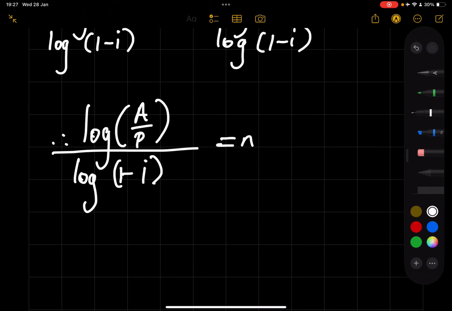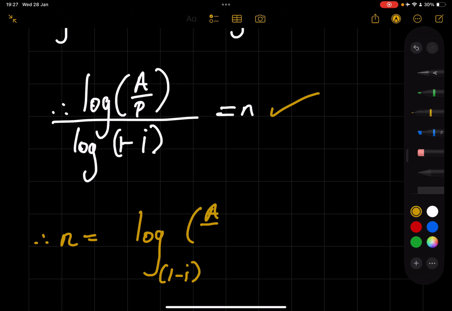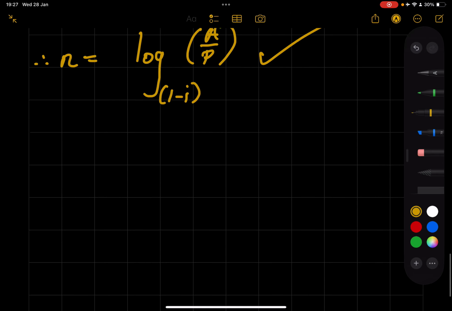Someone can write their answer like this, so if you leave it like this, it's still fine, but someone can say n is basically log base (1 minus i) of A over P. This is also fine. All right.